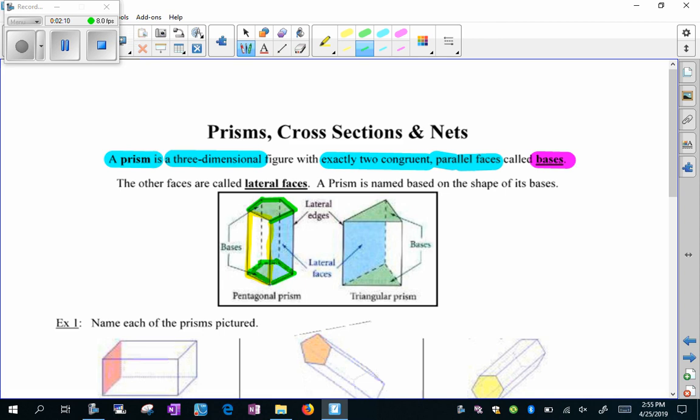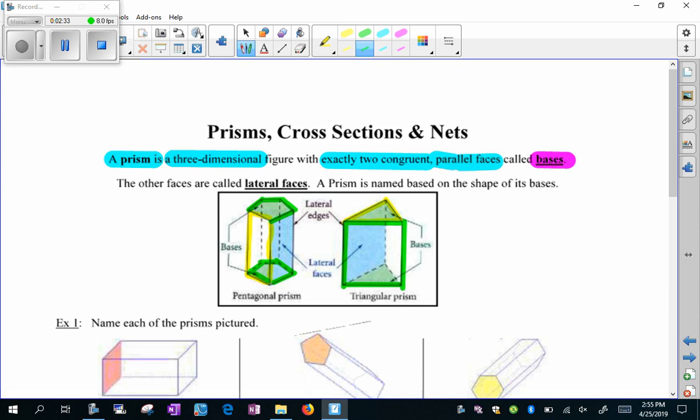So in our triangular prism, again, the base is a triangle. That's how we're naming it. We're naming it according to the bases, and the lateral face is a rectangle.